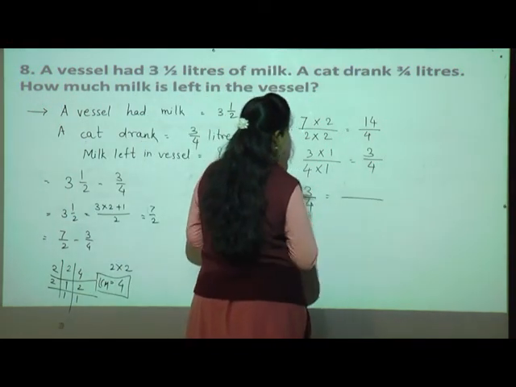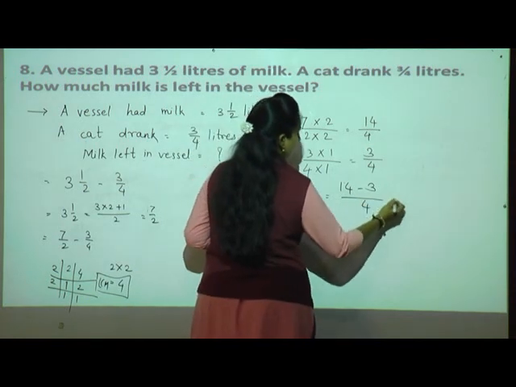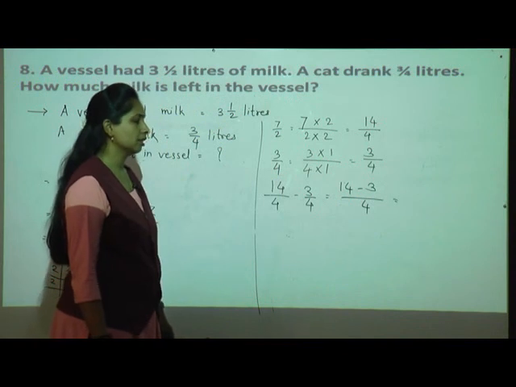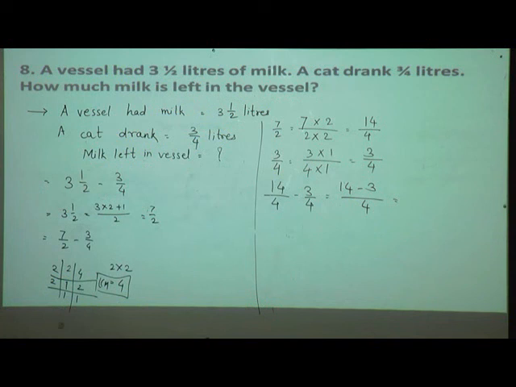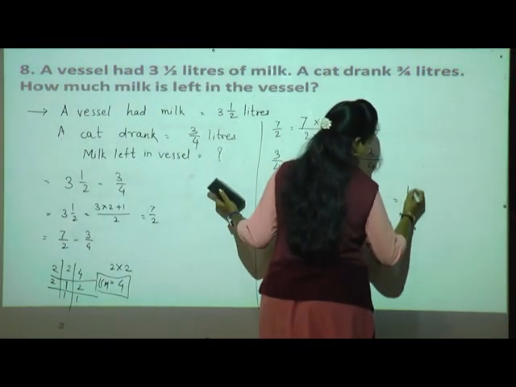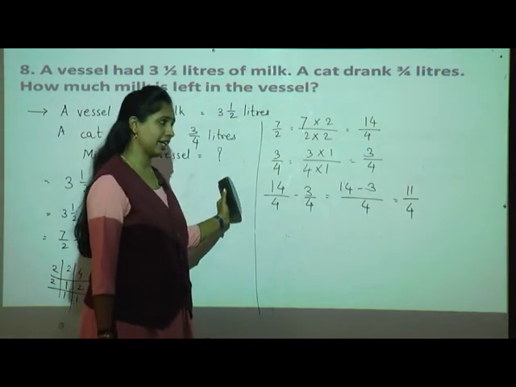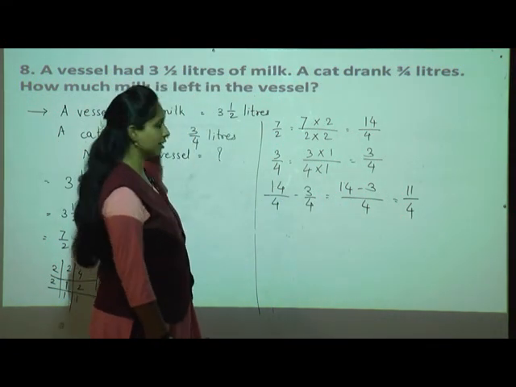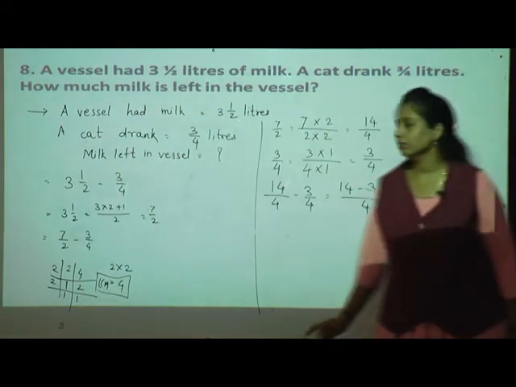Denominators are the same, so we can subtract the numerators and write the denominator once as it is. Now 14 minus 3 is what? Yes, come on, tell me. 14 minus 3 is 11, isn't it? 11 upon 4. Now this is not the final answer. When the question is given in mixed fractions, you have to convert the answer also into a mixed fraction.